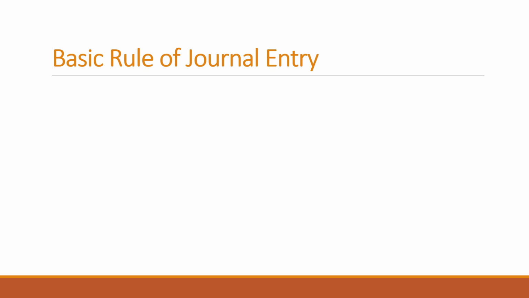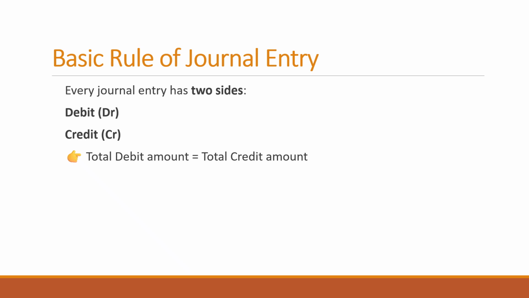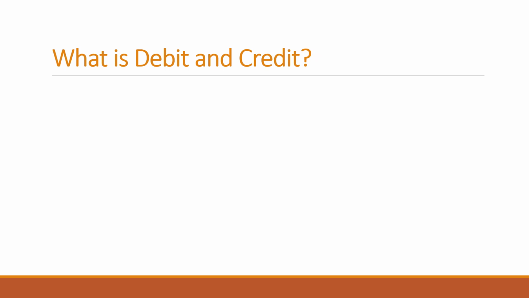Every journal entry has two-sided effects. That is what is called the basic rule of journal entry. What are those? Debit and credit. One account is debited and another account is credited. And remember one golden rule: total debit amount must always be equal to total credit amount. This concept is called the dual aspect concept. So to remember this, debit is equal to credit. That means it is always equal.